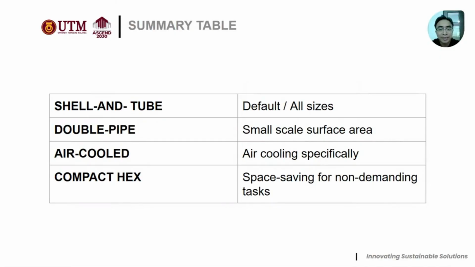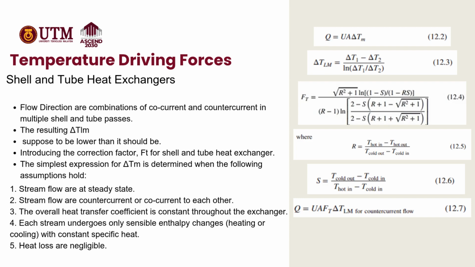So in summary, we have shell and tube as the default for all sizes. We have double pipe heat exchanger for small scale surface area, air-cooled fin fan for air cooling, and compact heat exchanger for space saving or non-demanding tasks. So let's proceed. Now for the temperature driving force in shell and tube heat exchanger.